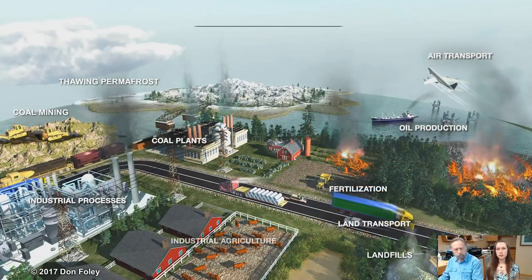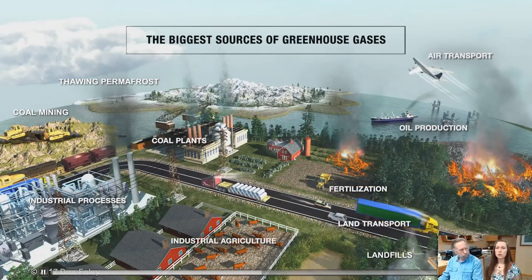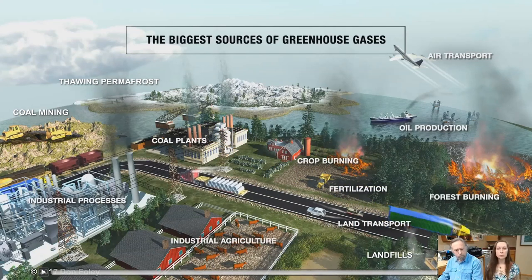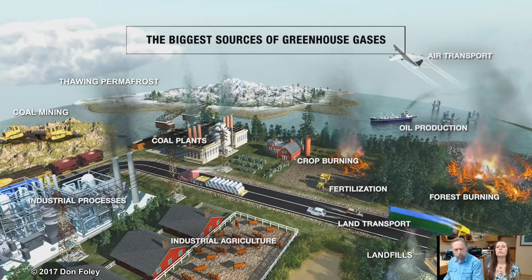There are many sources of greenhouse gases. There's coal mining, there's industrial processes. The big one is coal plants. There's also thawing permafrost, letting methane into the atmosphere, air travel, oil production, crop burning, fertilization, forest burning, land transportation, landfills, and industrial agriculture. So, there are lots of things that are putting greenhouse gases into our atmosphere.